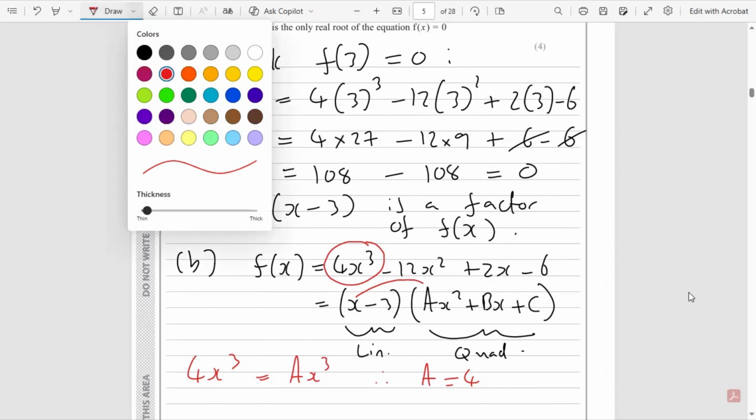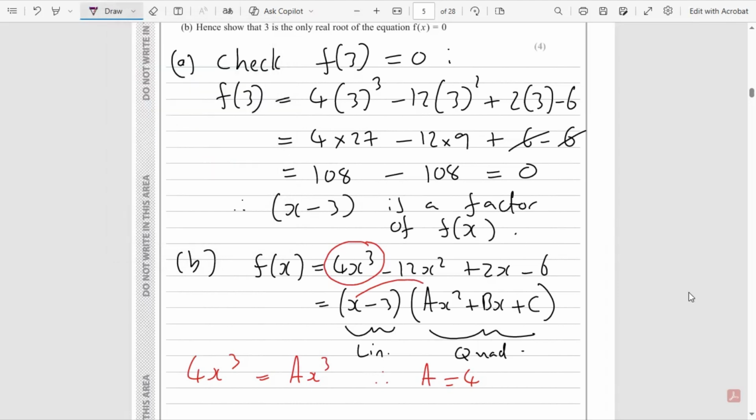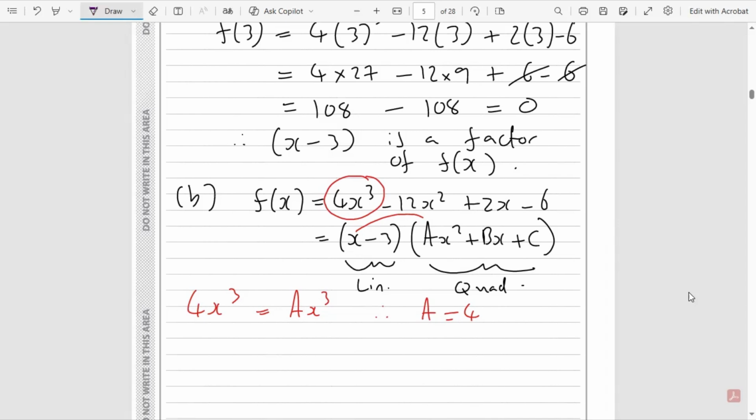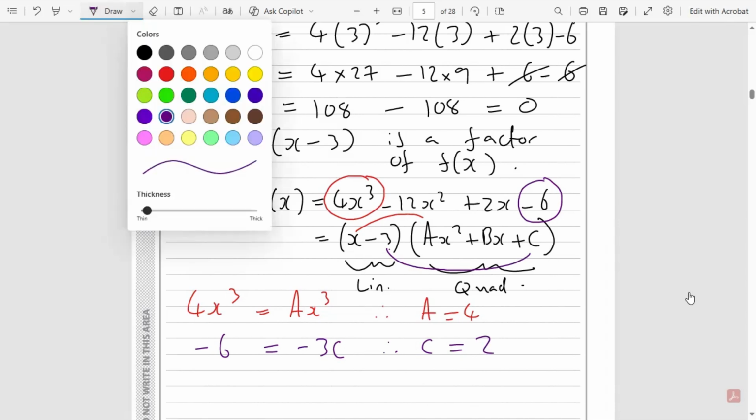Now, what we can do next is look at the constants in both brackets. If we do minus 3 multiplied by c, that must be equal to the minus 6. So minus 6 must be equal to minus 3c. So therefore, clearly, c must be 2. So now we've got a and c. We just need to work out what b must be.